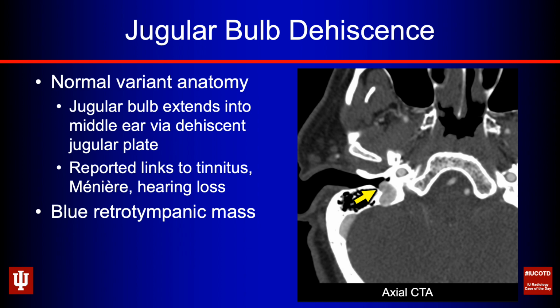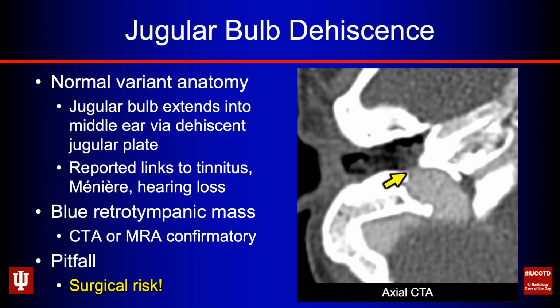On otoscopy, these should present with a blue retrotympanic mass, so that's a good tip-off that you're dealing with jugular bulb dehiscence. Whenever you see that, or whenever the ENT sees that, they may refer the patient to you for vascular imaging, and so CTA or MRA or MRV is usually confirmatory. This also is a surgical risk. Okay, you want to let the surgeons know about this.